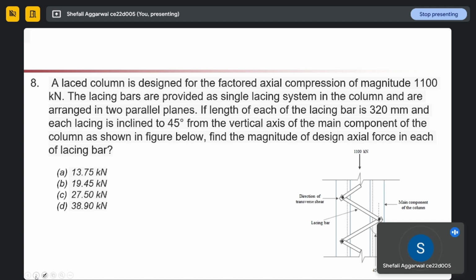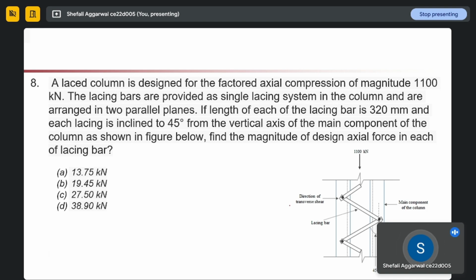On to the next question. A laced column is designed for a factored axial compression of magnitude 1100 kilonewton. The lacing bars are provided as a single lacing system in the column and are arranged in two parallel planes. If the length of each lacing bar is 320 mm, and each lacing is inclined at 45 degrees from the vertical axis of the main component, find the magnitude of the design axial force in each lacing bar.